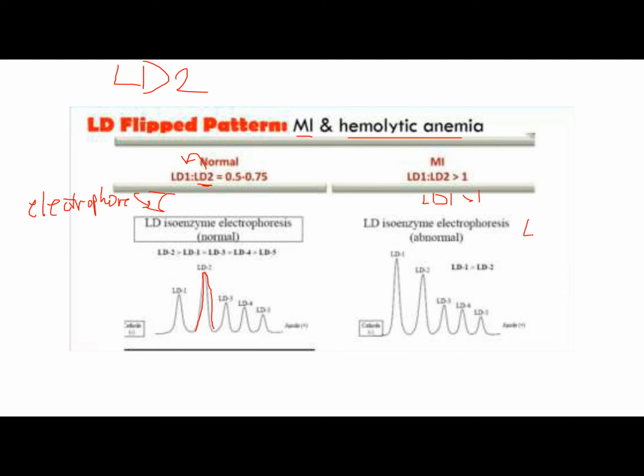So, for example, your LD1 here would have a ratio of 1.5, while your LD2 would be 0.75. So normal, di ba? In a normal person, let me repeat, it's LD2 that is higher. But if a person is suffering from myocardial infarction or hemolytic anemia, we have this so-called flip pattern, wherein LD1 would now become higher or greater than LD2.